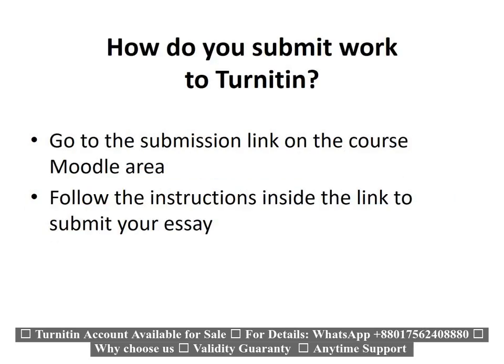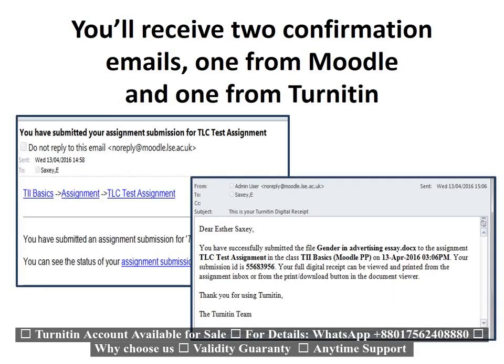So first of all, how do you submit your work to Turnitin? Submit your essay by selecting the submission link on the course's Moodle area and follow the instructions that you'll find inside. When you've done that, you'll receive 2 confirmation emails. One will come from Moodle and one will come from Turnitin.